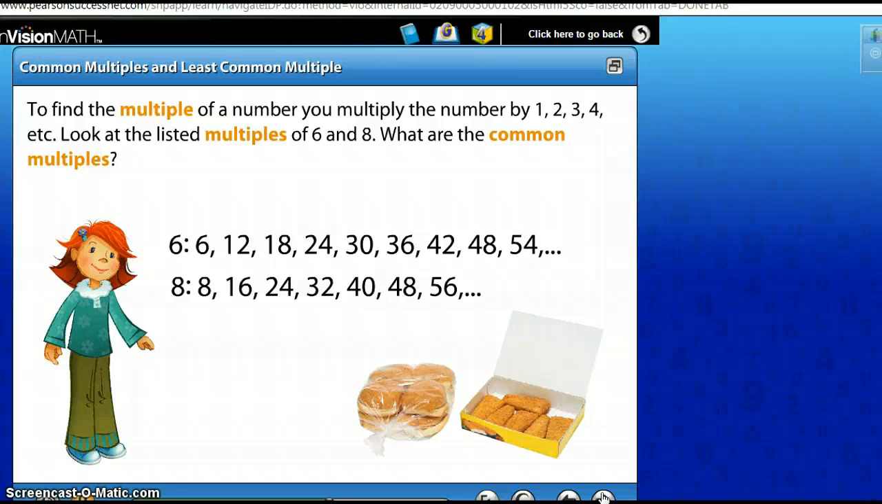We would highlight those because those are the ones they have in, what's the word, Paige? Sit up, please, Haley.